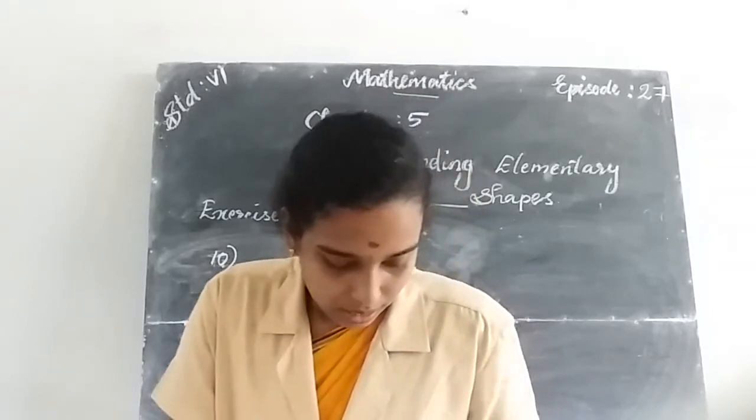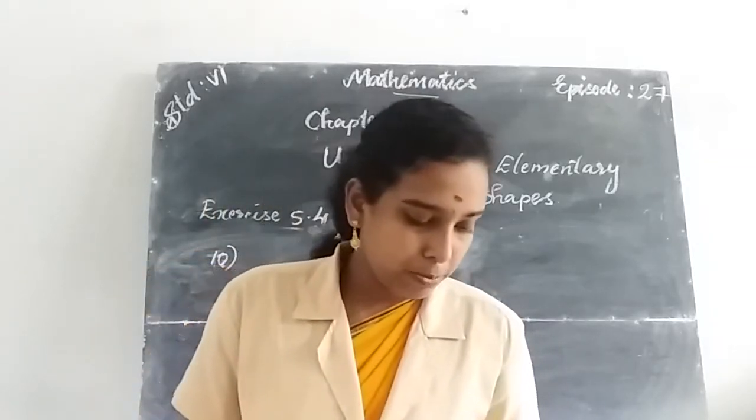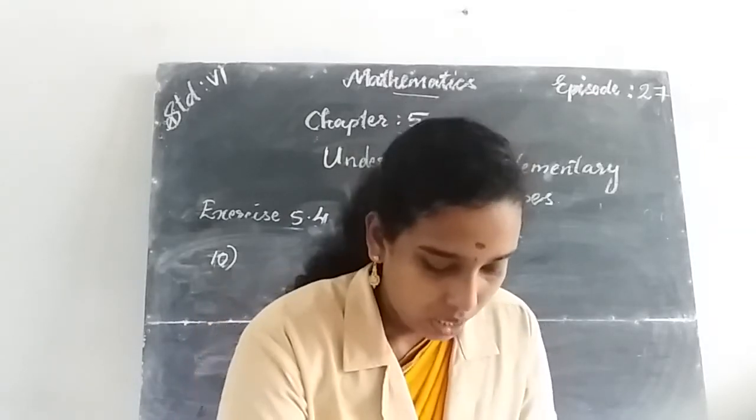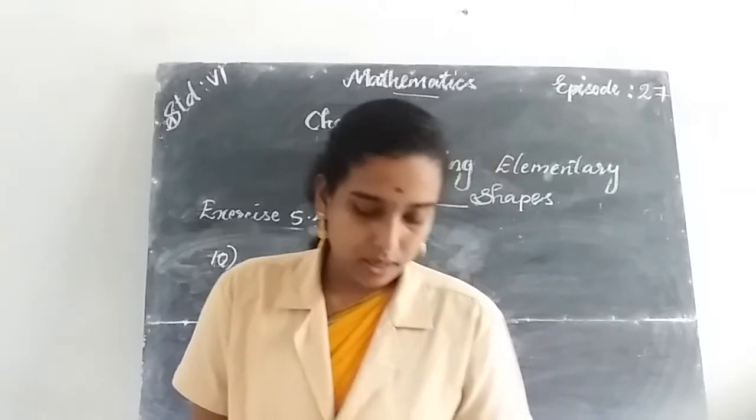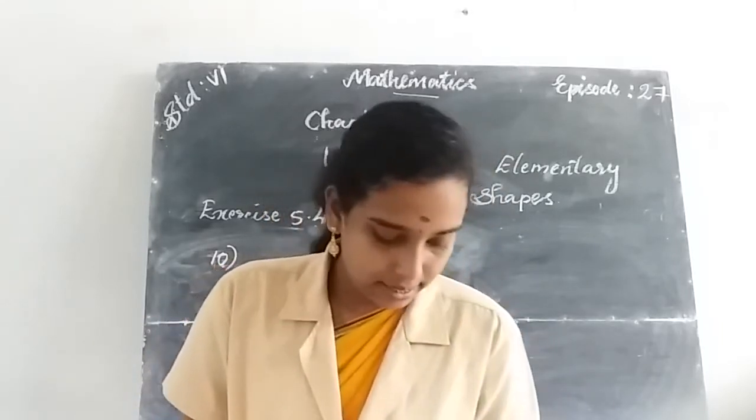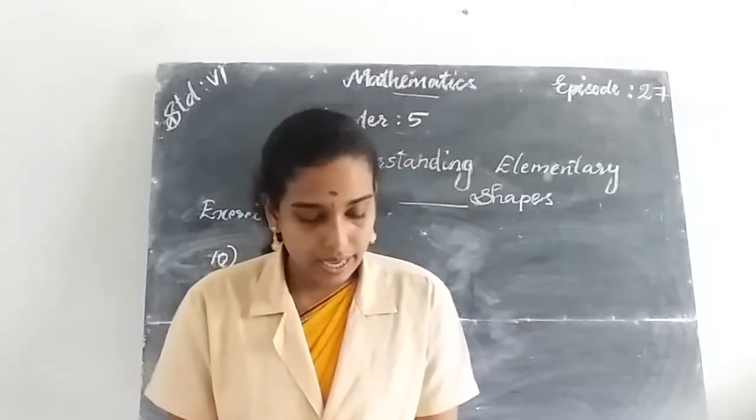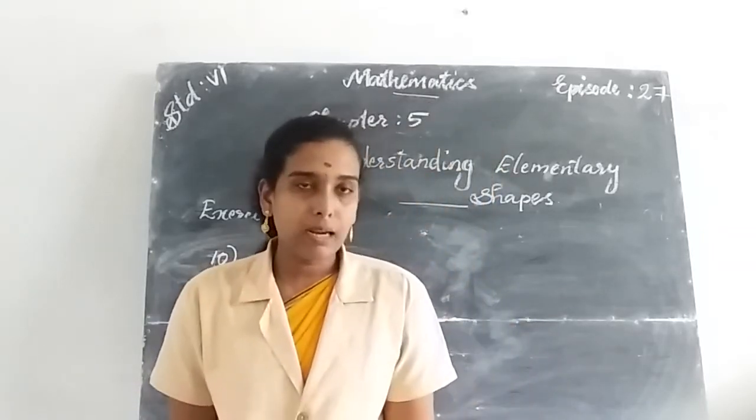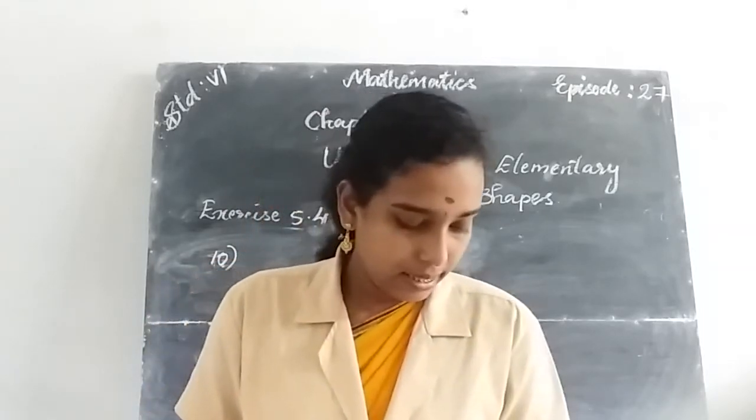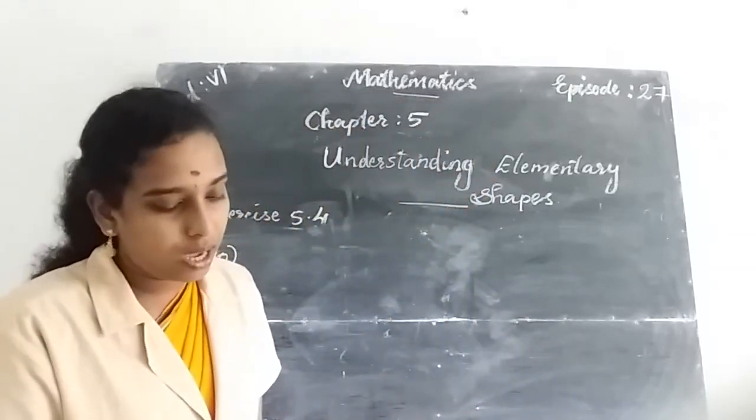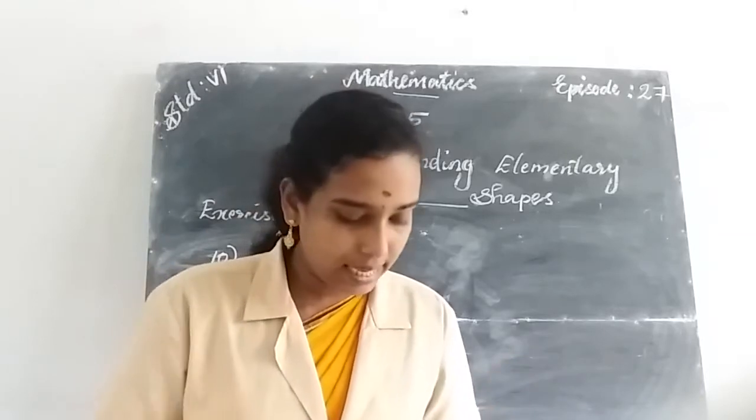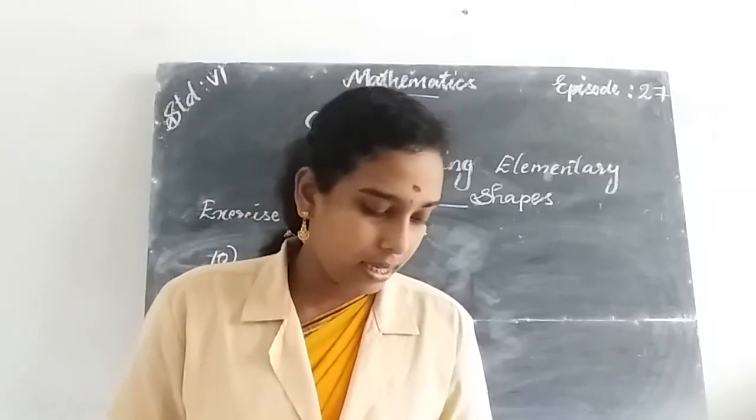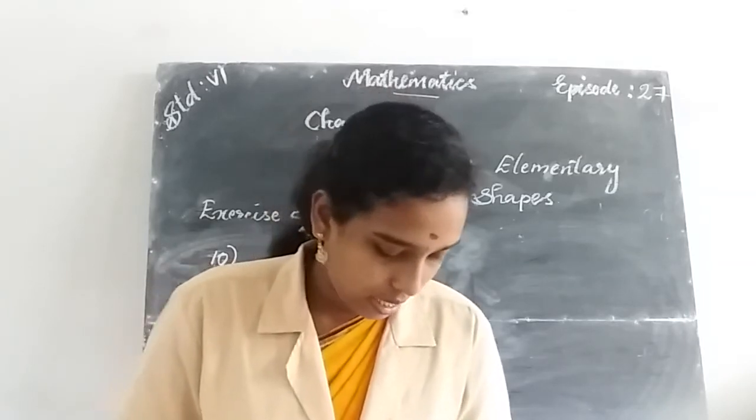Then we are going to our next portion, that is exercise 5.5. Before that, we want to study perpendicular lines and parallel lines. Perpendicular lines means when two lines intersect and the angle between them is a right angle, then the lines are said to be perpendicular lines.